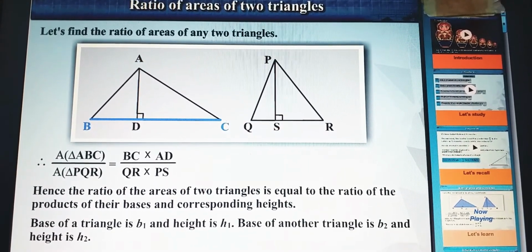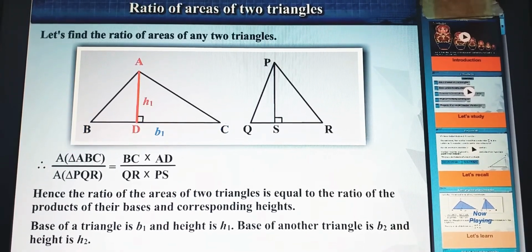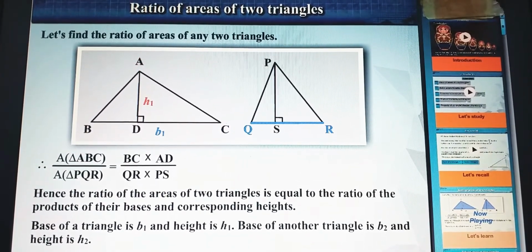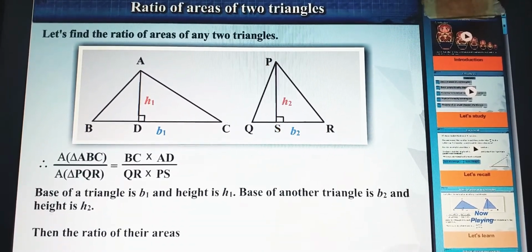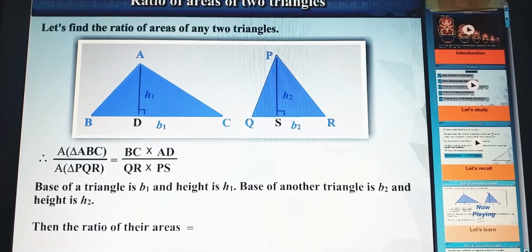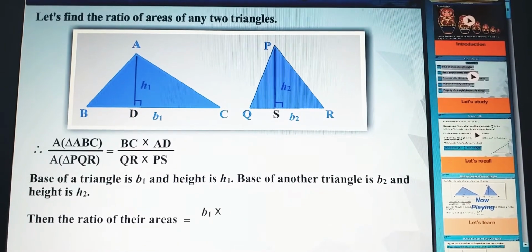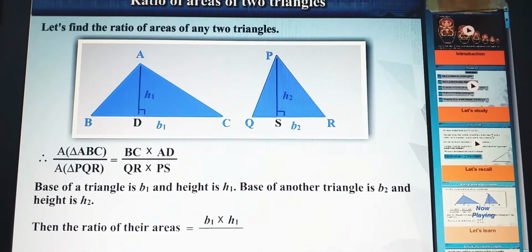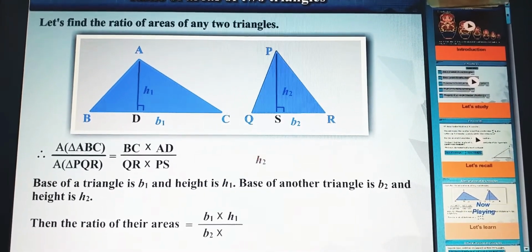Base of a triangle is B1 and height is H1. Base of another triangle is B2 and height is H2. Then the ratio of their areas is equal to B1 multiplied by H1 upon B2 multiplied by H2.